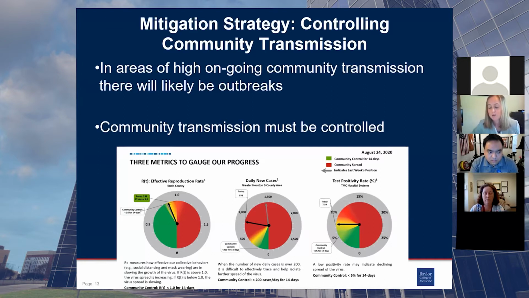So back at our peak in June and July, we reached up to 26% in the Texas Medical Center. We're now down to 7.5. And if you look at different metrics around the city, we're somewhere between 7 and 10% in most areas. And for community control, that metric is less than 5% for 14 days. So certainly headed in the right direction, which is really great news, but additional work to be done to really have community control here within the Houston-Harris County area.